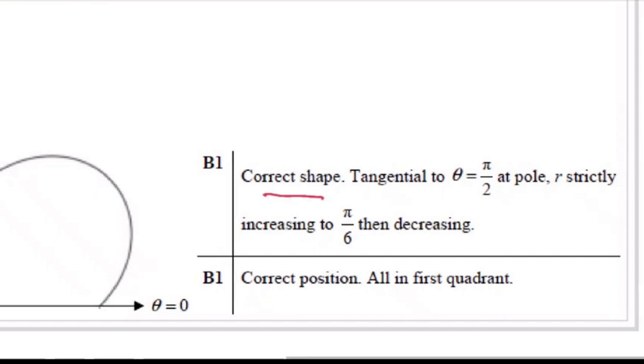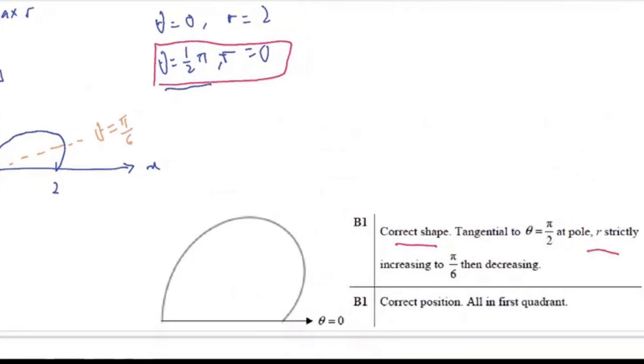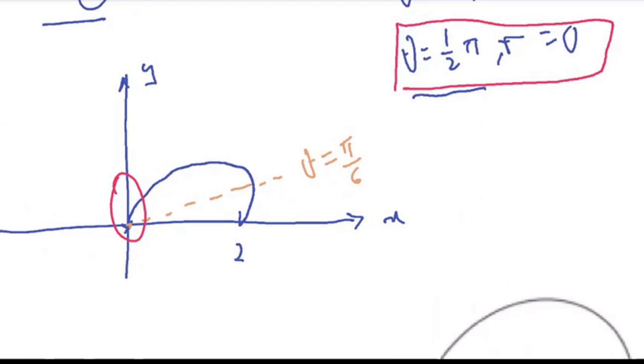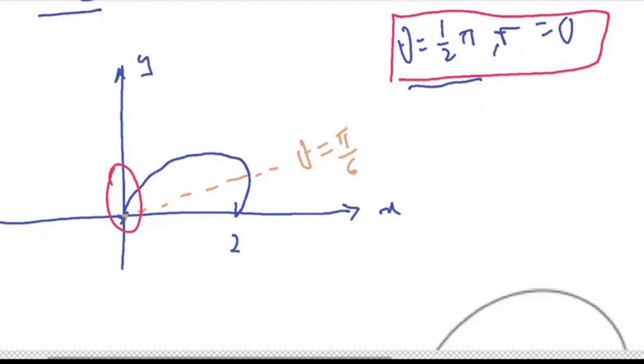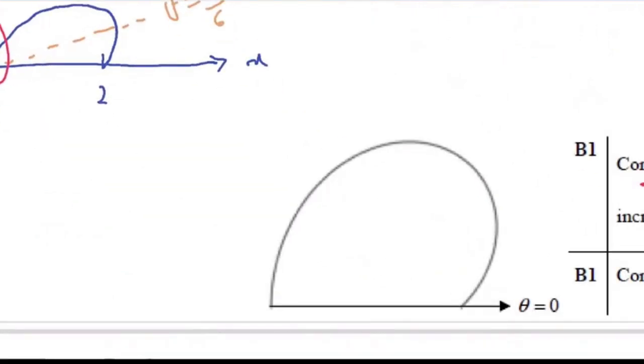Shape, from what I sketched here, is correct already. And strictly increasing to pi over 6, then strictly decreasing, it's sort of there. But the characteristic that we need to show here is tangential to theta equals pi over 2 at the pole. In my sketch just now, it's not quite obvious. When we sketch it, of course, this is what they use, they use a plotter.